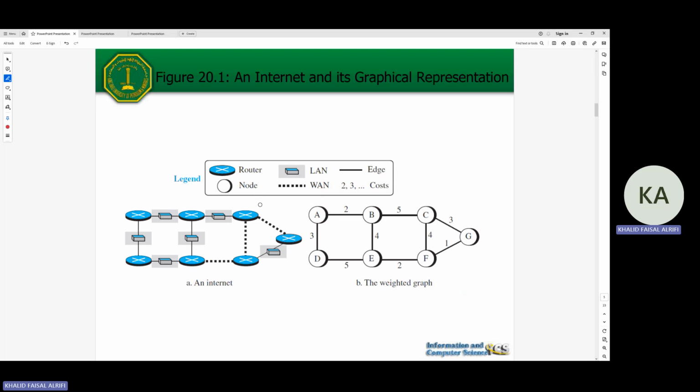Here is the graphical representation for the routers. We represent them as nodes, and these are the weights of them. So in order to move from A to B, the cost will be 2, and so on. It's called a weighted graph, and it's just another way to represent the internet.